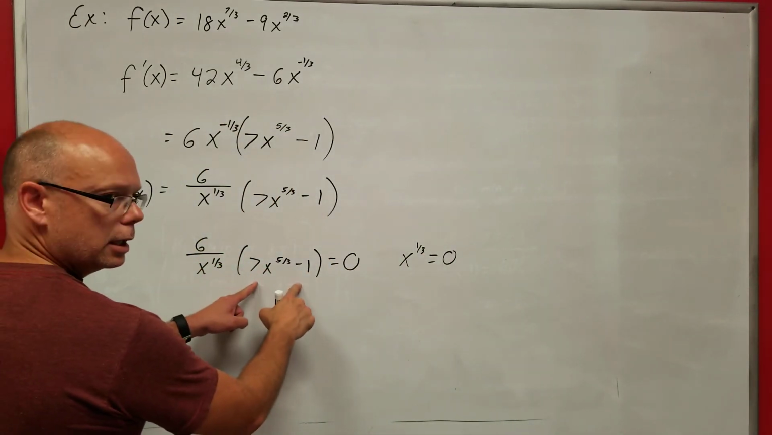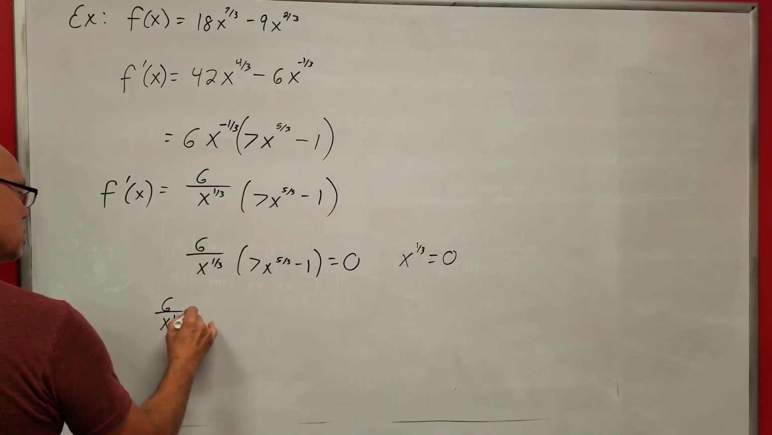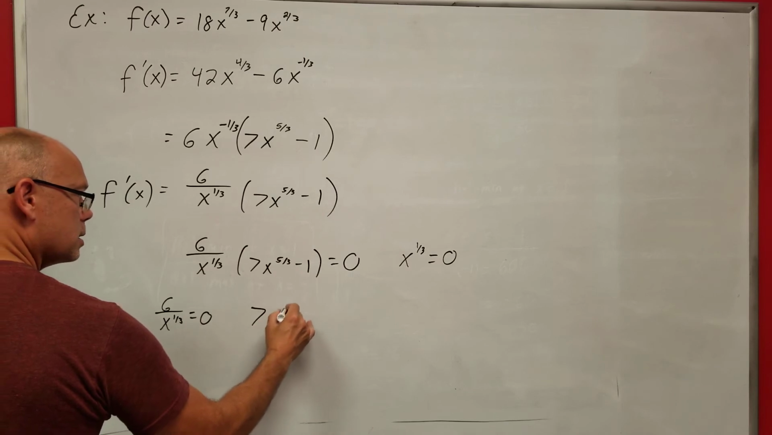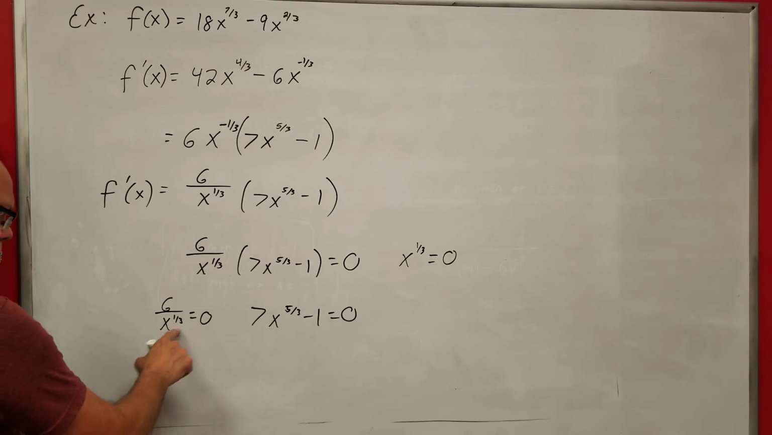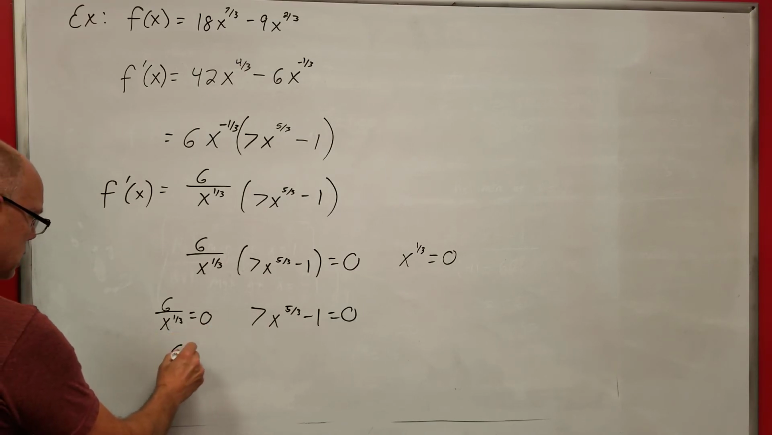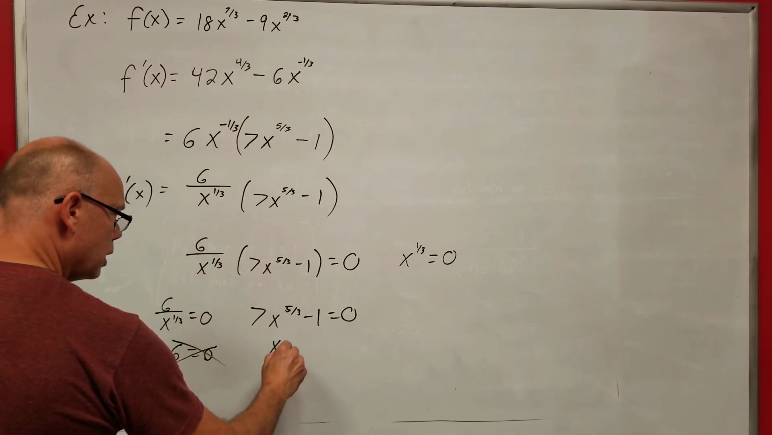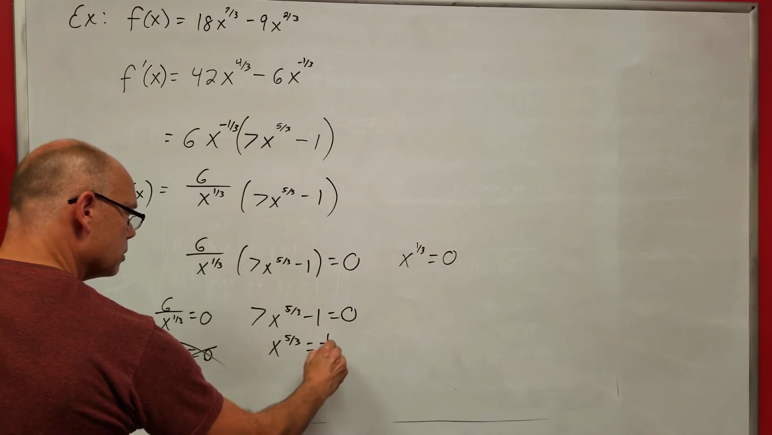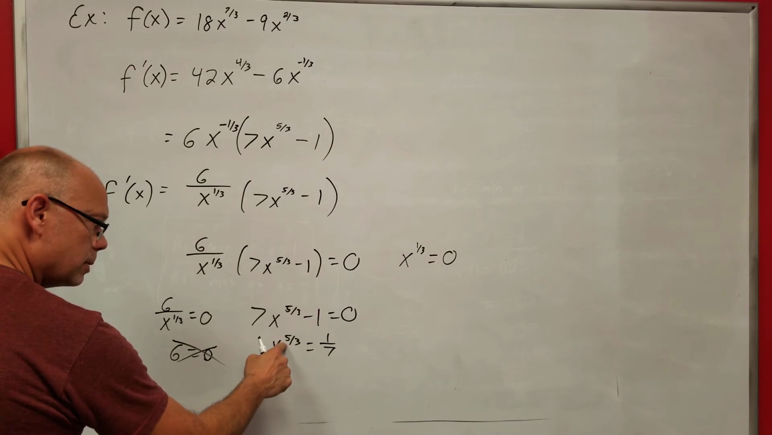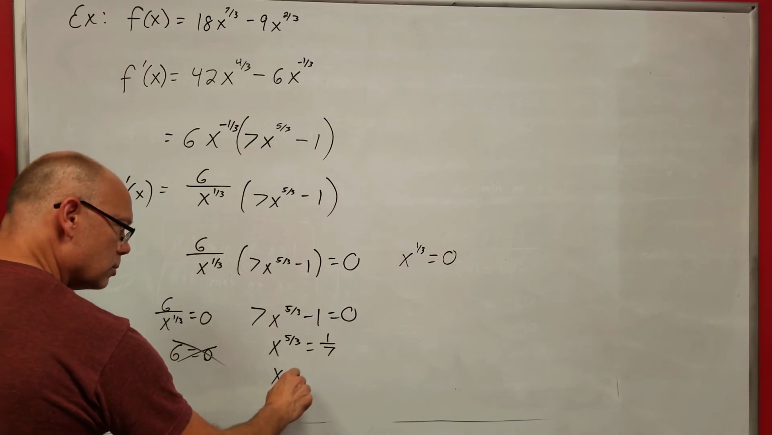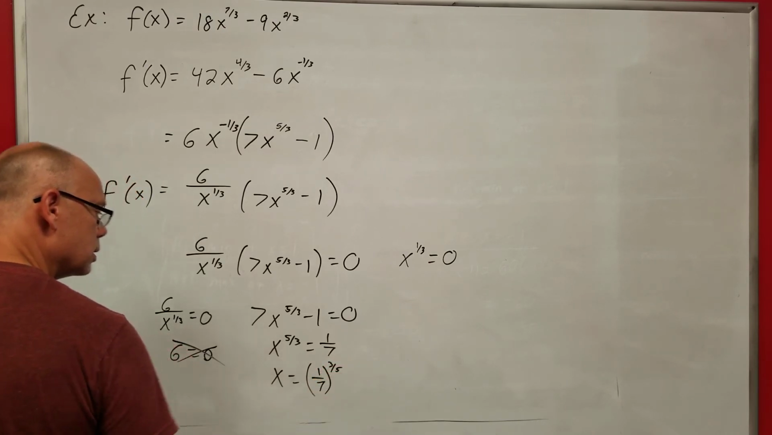All right, take each factor here, set it equal to 0. 6 over x to the 1/3 is equal to 0. 7x to the 5/3 minus 1 is equal to 0. So if we multiply both sides by the LCD, we get 6 is equal to 0, which is not useful to us. Over here, when I solve, we get x to the 5/3 is equal to 1/7. And then I raise both sides to the 3/5 exponent. So x is equal to 1/7 to the 3/5.